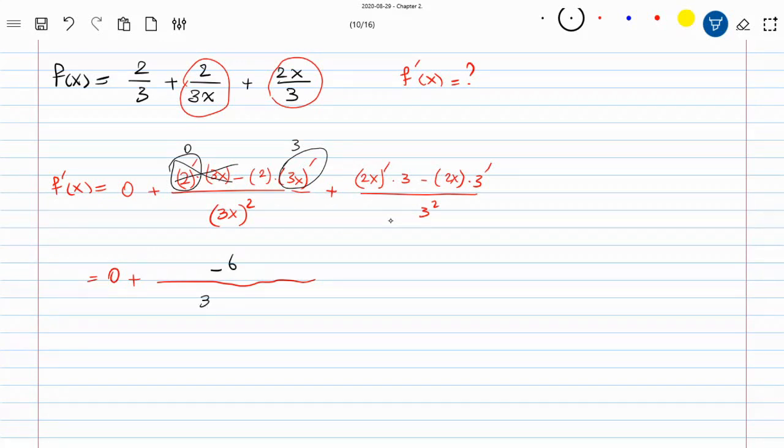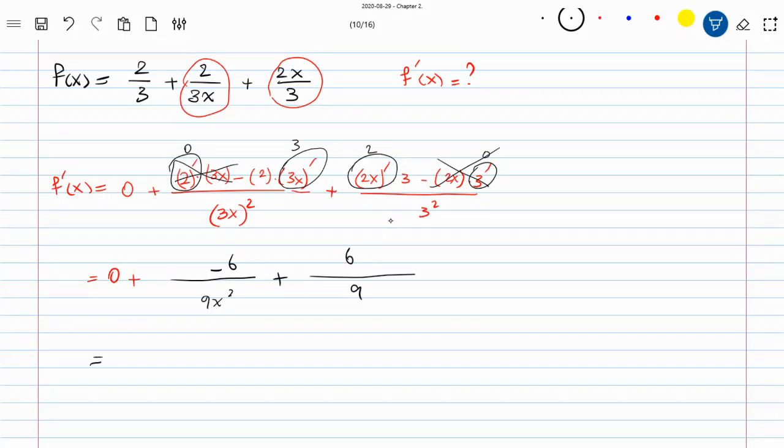Divided by (3x) squared. Do not write 3x squared like this, because this means only x squared, not the 3. (3x) squared in parentheses means basically 3 squared as well, so 9. Plus, how about the other fraction? Derivative of 2x, simply 2. Derivative of 3, 0. 0 times 2x, this is gone. Divided by 3 squared. So what I have is 2 times 3, 6, divided by 9.